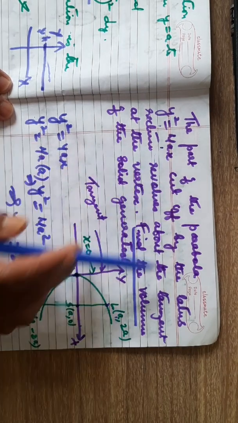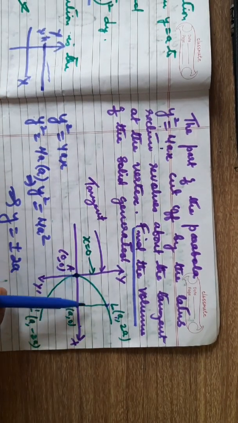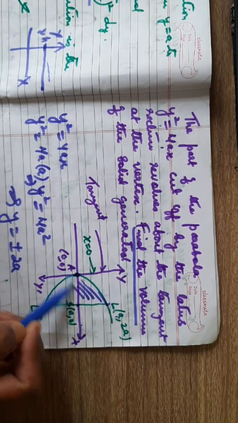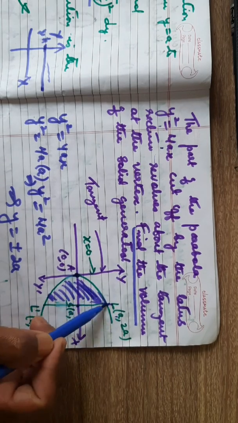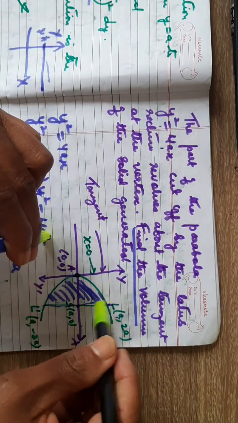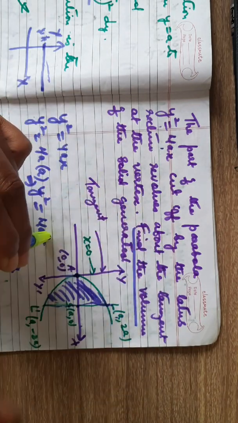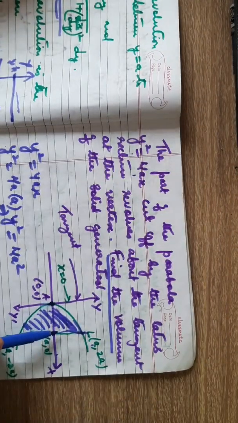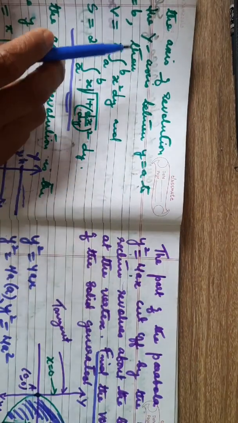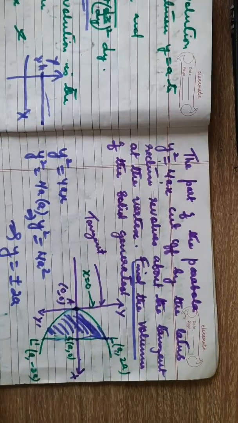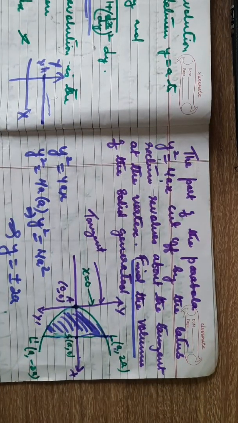So now, according to this question, we need to find out the volume generated by revolving this part which is bounded by the latus rectum and this line, the y-axis. So this portion here will rotate about the y-axis, and it will generate a solid, and the volume of that will be given by the second formula. That is, if the axis of revolution is the y-axis, then V is equal to pi integral a to b x square dy.